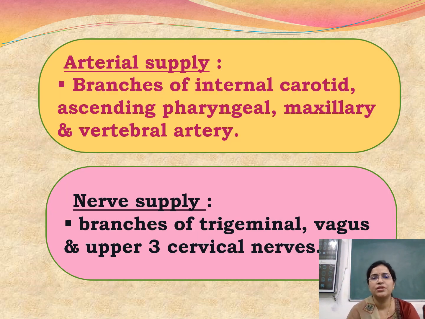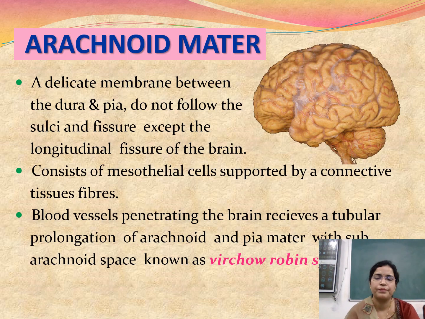Arterial supply to the meninges: branches of the internal carotid artery, the meningeal branches of the ascending pharyngeal artery, meningeal branches of the maxillary artery and vertebral arteries. So that is the arterial supply. The nerve supply: branches of the trigeminal nerve, upper vagus nerve and upper three cervical nerves.